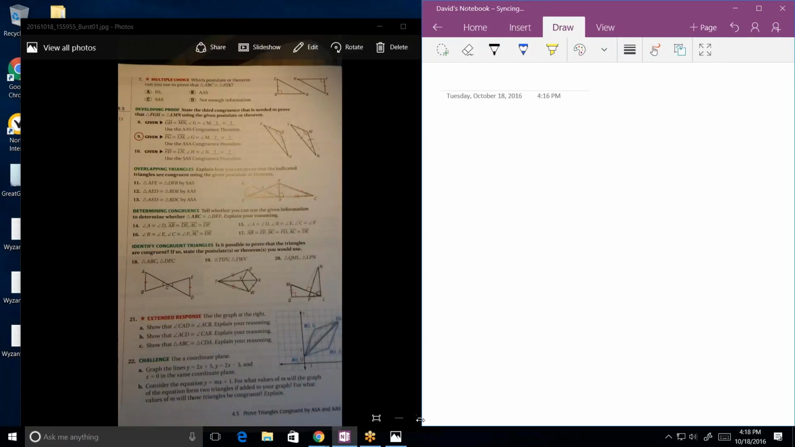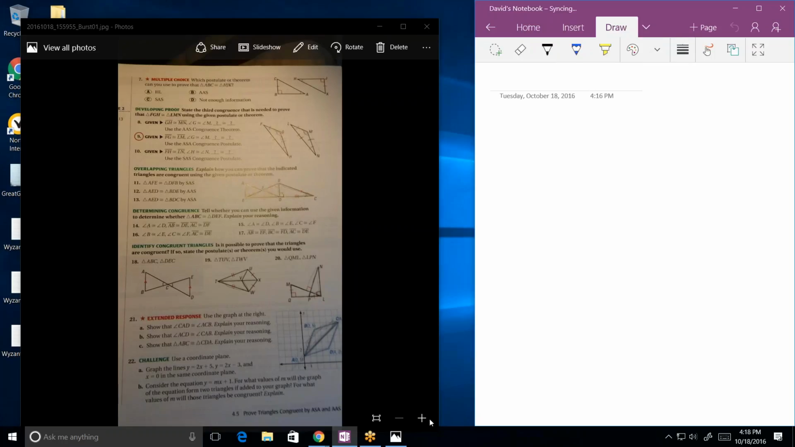Someone wrote on my book, and I need to erase that.